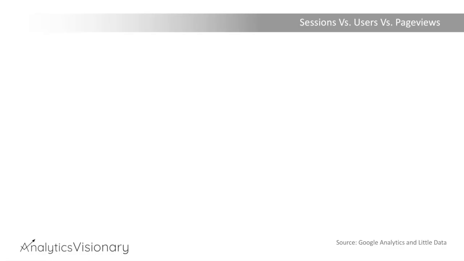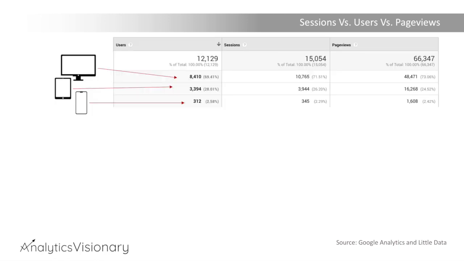Okay guys, so I want to move forward and show you how these different metrics can affect your reporting and also how these metrics look different and can be very confusing in your reports. So in this scenario, we have a custom report where we have the device categories, desktop, tablet, and mobile, and the metrics users, sessions, and page views. And we can see that the numbers of users, sessions, and page views are very different. So it's very confusing.